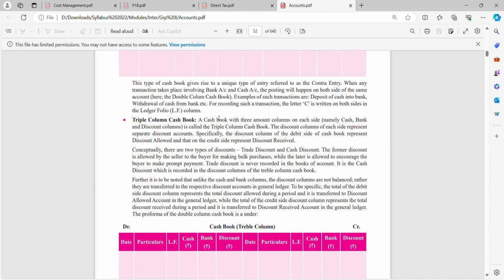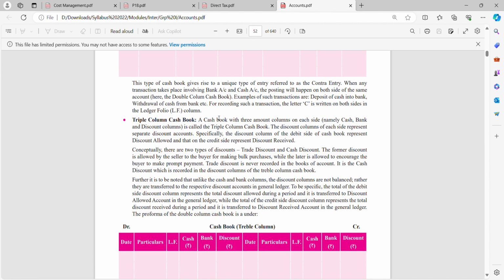So a cash book with three amount columns on each side, namely cash, bank and discount column, is called triple column cash book. The discount column of each side represents separate discount accounts. Specifically, the discount column on the debit side of the cash book represents discount allowed and that on the credit side represents discount received.